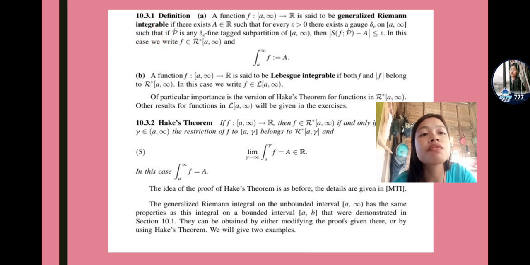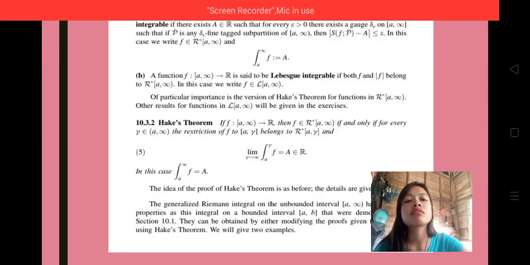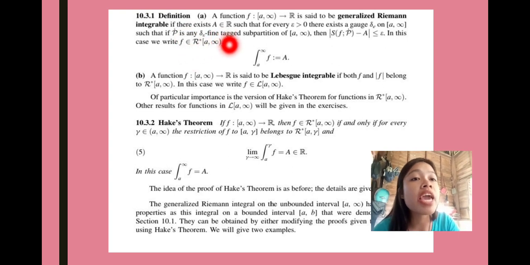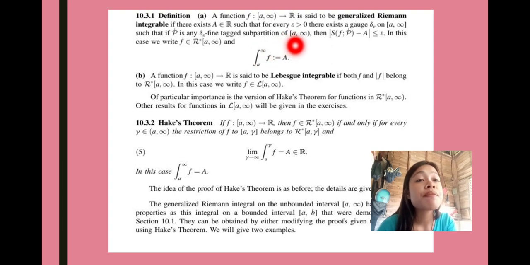Definition 10.3.1. A function f from [a, positive infinity) to the real numbers is said to be generalized Riemann integrable if there exists A an element of the real numbers such that for every epsilon greater than 0 there exists a gauge delta_epsilon on the interval [a, positive infinity), such that if P is any delta_epsilon-fine tagged subpartition of [a, positive infinity), then the absolute value of S(f; P) minus A is less than or equal to epsilon.